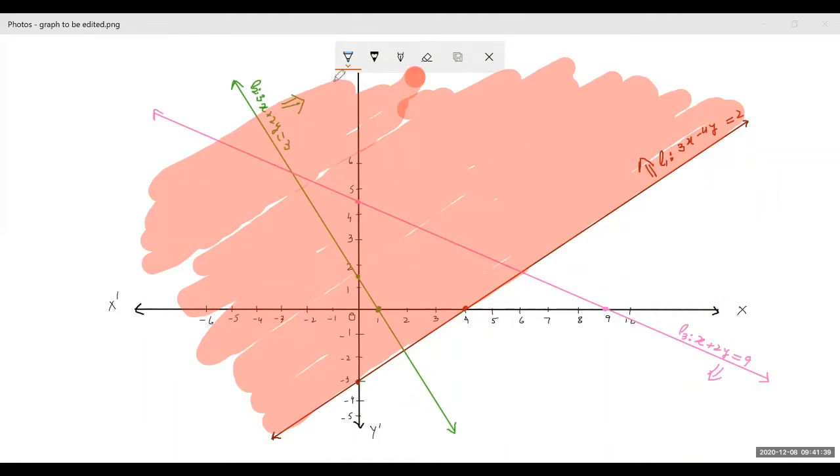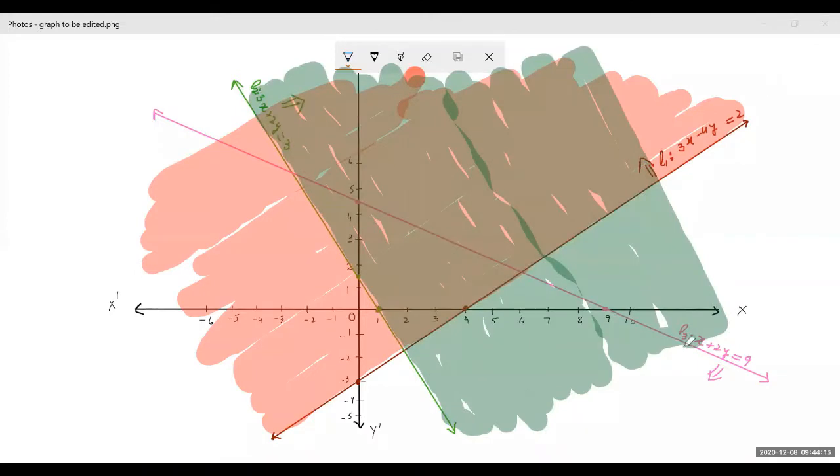Now let's get to our second inequality, which is represented by this green line. And its solution region is on this side. So I will shade this whole region green. Let me show it to you. Here it is. You can see the solution region of the second inequality upon this side of the line. It has been shaded green.